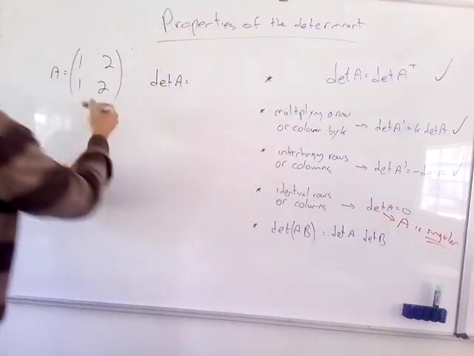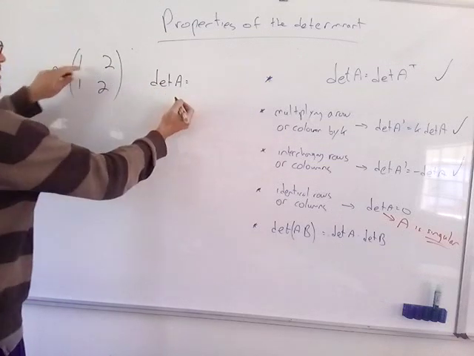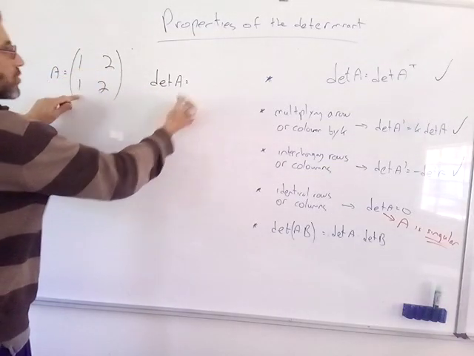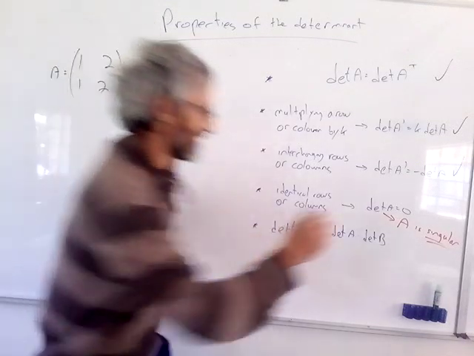Okay, so let's find out. I've got 2 identical rows. What's the determinant? 1 times 2 times 2 minus 1. Of course, it's 0. Okay, so that's sorted. All right, tick.